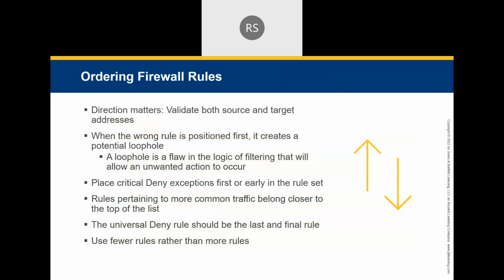This ensures that they're enforced before the less restrictive rules. You want to prioritize rules for common traffic being closer to the top of the list. This helps improve the overall performance. You want the universal deny rule as the final and last rule. Now, this universal deny rule blocks all traffic that's not explicitly allowed, and that provides a final layer of security and helps to ensure that any unmatched traffic is denied.